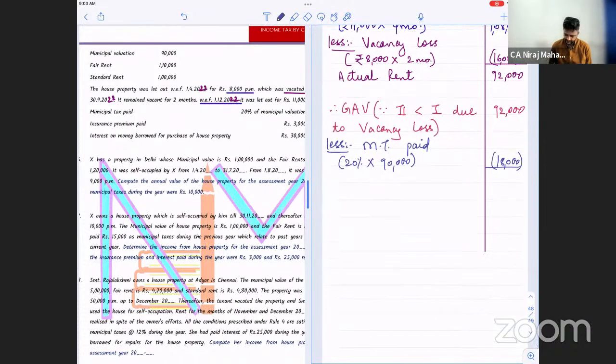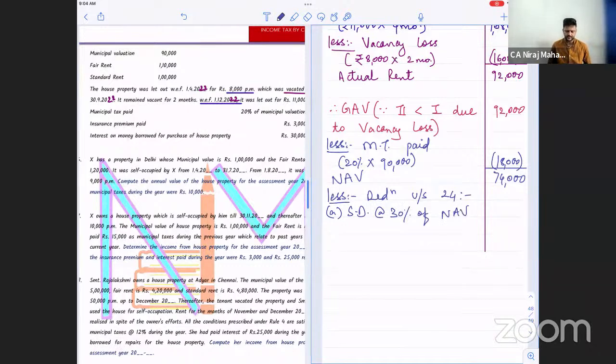We arrive at NAV: 82, 72, 74. Yes, still here? Less what? Deduction under section 24. A, standard deduction at the rate of 30% of NAV. So 74 into 3, 21 and something. 22,200, is it?